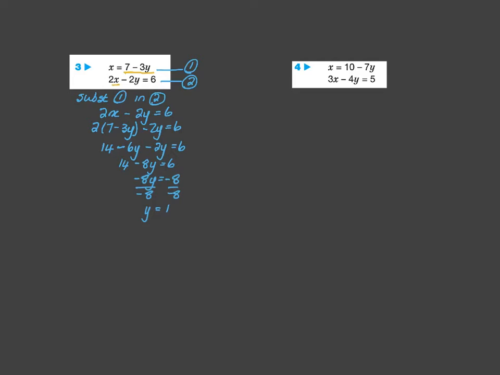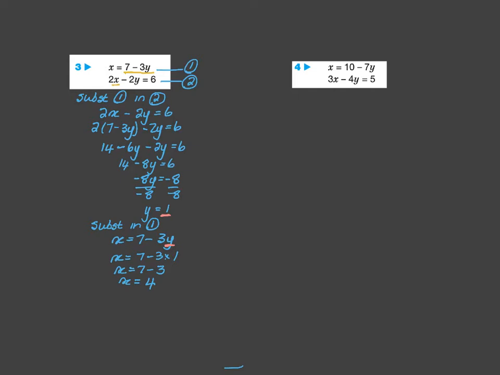I need to find x, and to do this I'm going back to my equation 1, which is very simple to use. And so I must tell everyone what I'm doing. I'm going to substitute in equation 1. There's equation 1. And what am I going to substitute? I'm going to substitute 1 in the place of y. X is equal to 7 minus 3 times 1, and I get x is equal to 7 minus 3, x is equal to 4.